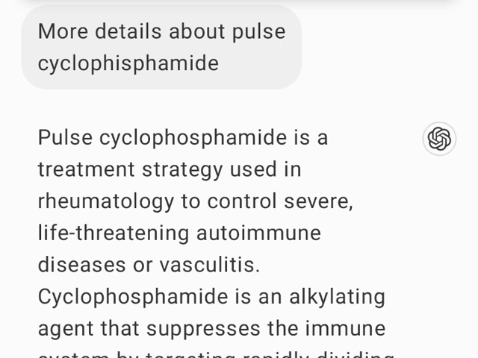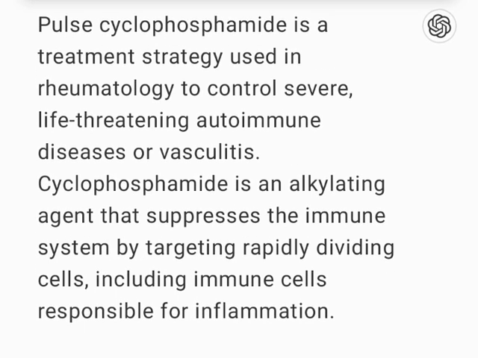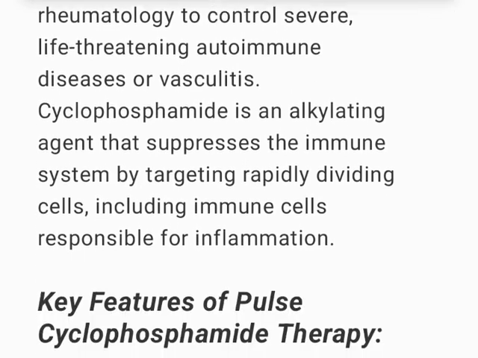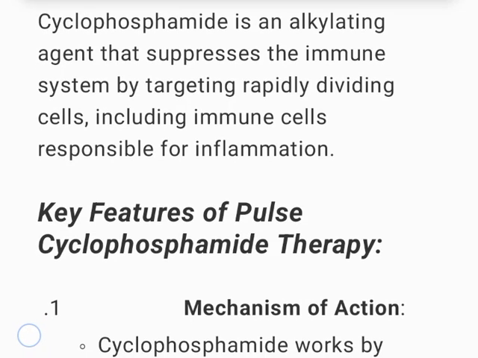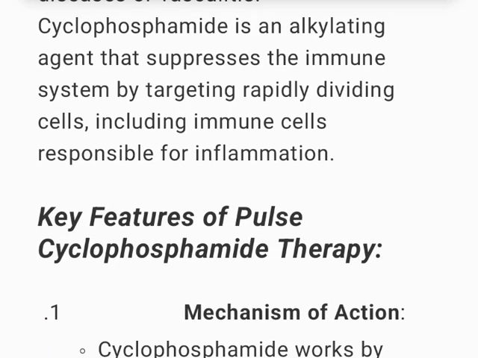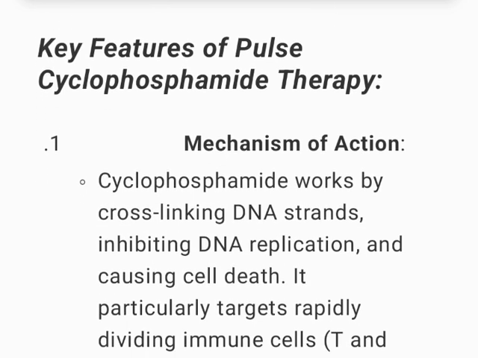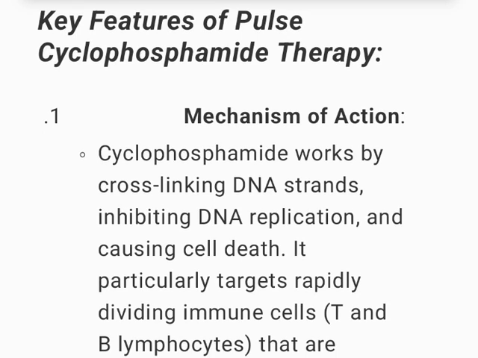Pulse cyclophosphamide is a treatment strategy used in rheumatology to control severe, life-threatening autoimmune diseases or vasculitis. Cyclophosphamide is an alkylating agent that suppresses the immune system by targeting rapidly dividing cells, including immune cells responsible for inflammation. Key features of pulse cyclophosphamide therapy.